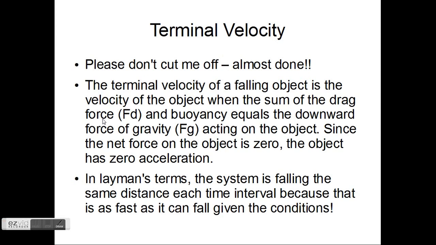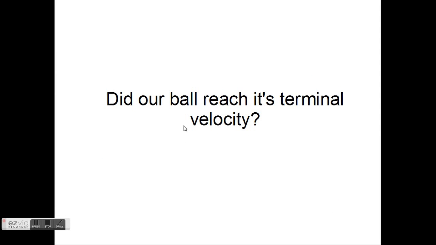Last, we'll discuss the concept of terminal velocity. Pause the video to read the formal definition of terminal velocity if you need, but I'll just describe it in layman's terms. In layman's terms, the system is falling the same distance each time interval because that is as fast as it can fall given the conditions being the forces acting on it, such as drag. Did our ball reach its terminal velocity?